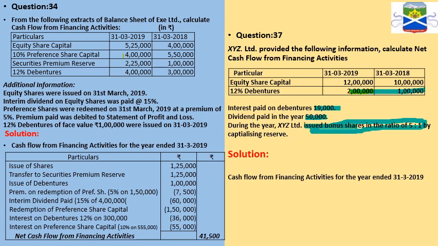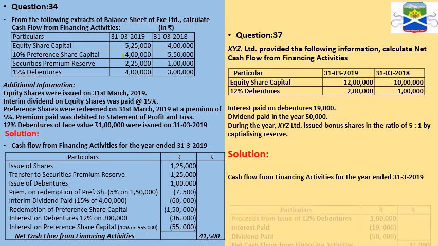As we are talking about that, equity share is increased from 10 lakhs to 12 lakhs, this is because of bonus share issued. So issuing of bonus share is not affecting the cash. It is neither an increase nor a decrease. That's why it will not be shown under the cash flow statement. So you have to give a note over here. Now we'll solve this one.